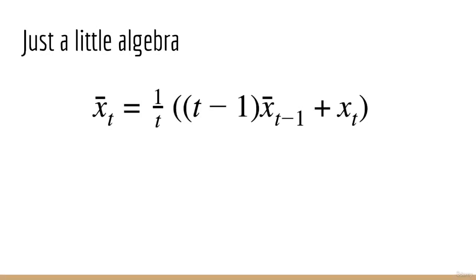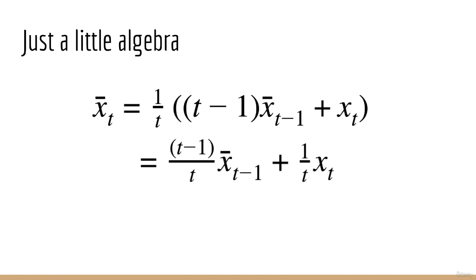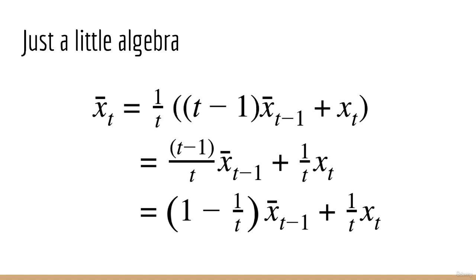One interesting thing you can do, although it's not totally clear why you'd want to do this at this time, is split up the formula as follows. The first step is to multiply out the 1 over t term. That gives us t minus 1 over t as the first coefficient and 1 over t as the second coefficient. The second step is to simplify t minus 1 over t to 1 minus 1 over t. At this point, we can just leave this as is. This is the form that we want. We have one term with the previous sample mean, and we have one term with the latest sample.